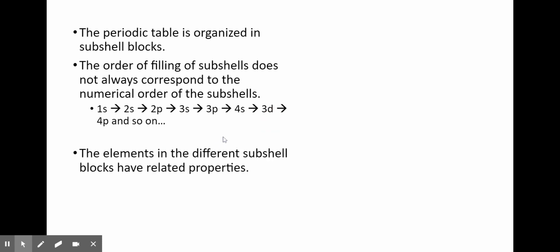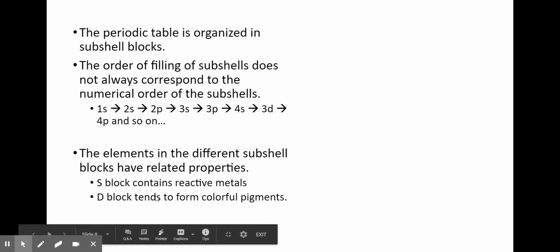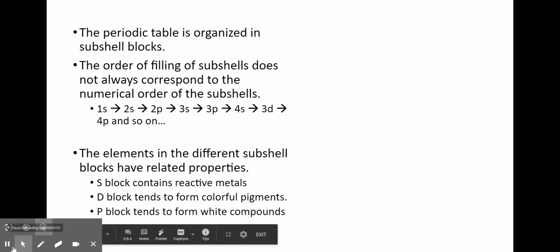Okay. Elements in the different subshell blocks have related properties. S blocks contain all reactive metals. D blocks are our transition metals. P blocks form white compounds.